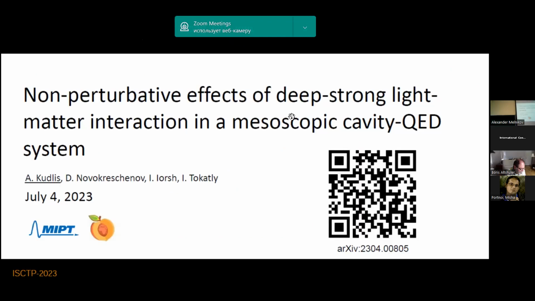Motivation. We've decided to choose some material system, some toy model, and place it in an optical microcavity. And we've analyzed the changes of properties, in particular, how energy transfer should be modified in the presence of a resonator mode.